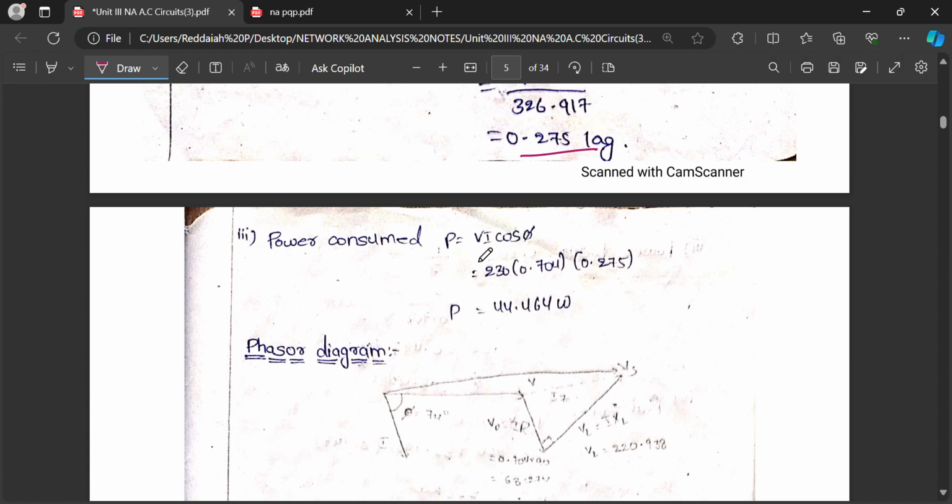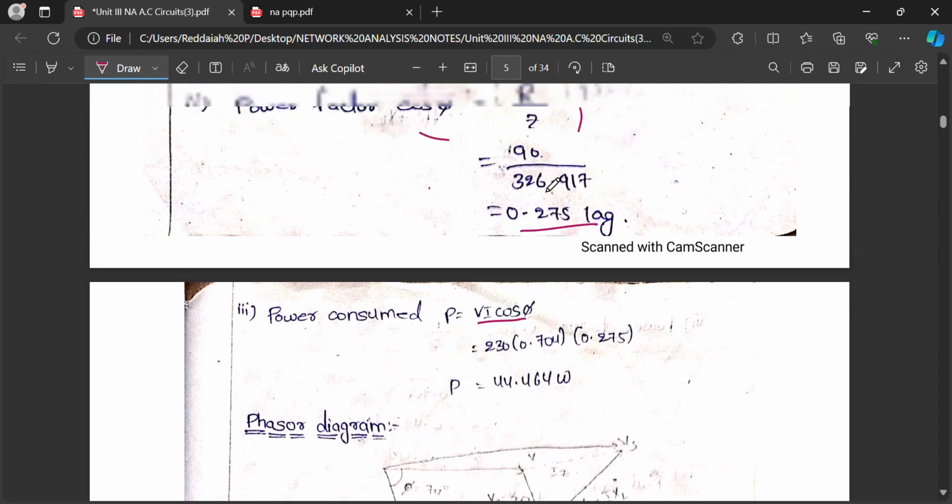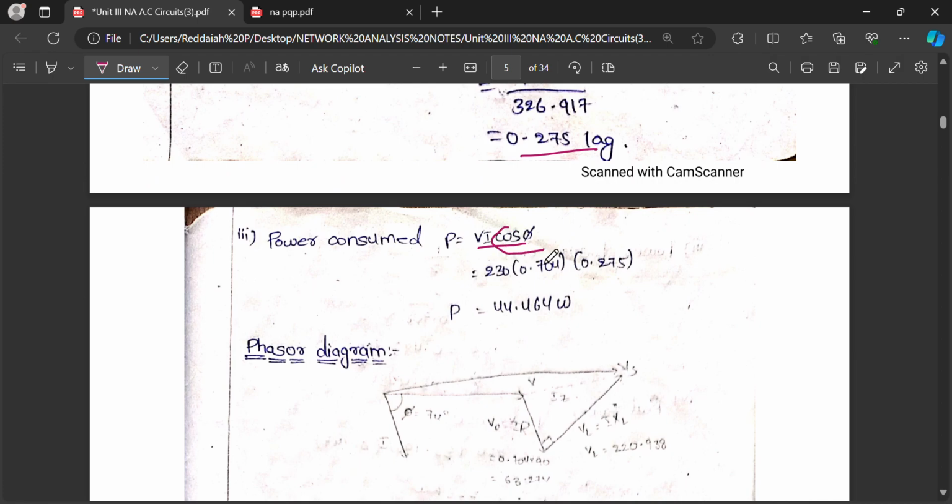Now power consumed, real power consumed, is VI cos phi, V into I into cosine of the angle phi, this one. Reactive power uses sin phi. From the phi we can calculate sin phi. Reactive power is VI sin phi and apparent power is VI.